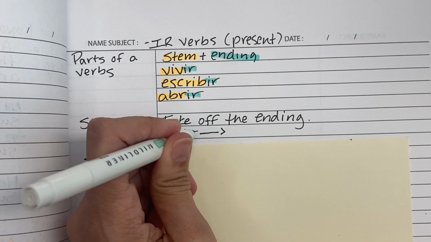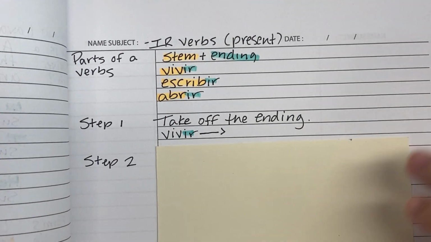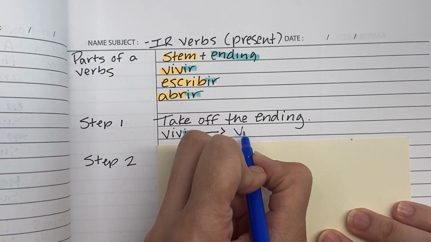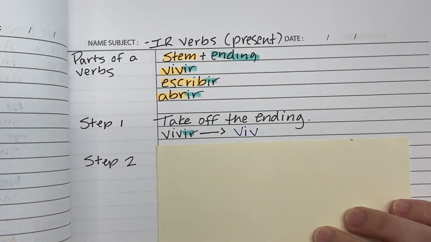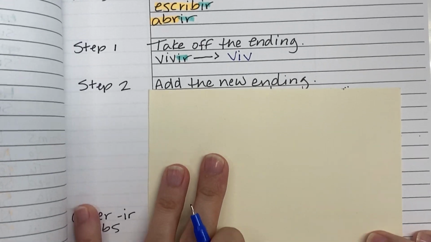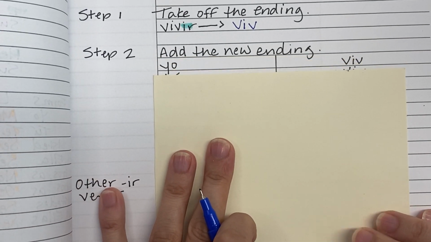So step one for conjugating an IR verb, the first thing you're going to do is take off the ending, and that just leaves you with the stem. So once we take the ending off of to live, vivir, we just get vive. There's the stem without the ending. And then step two is adding the new endings. So let's look at the IR verb endings.